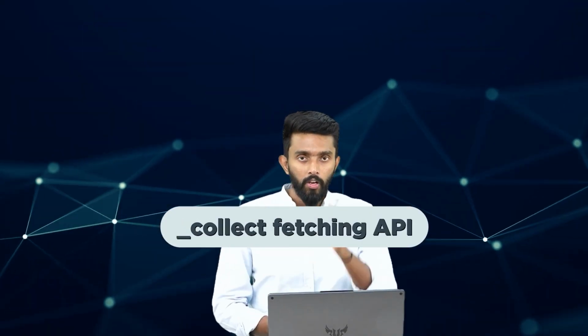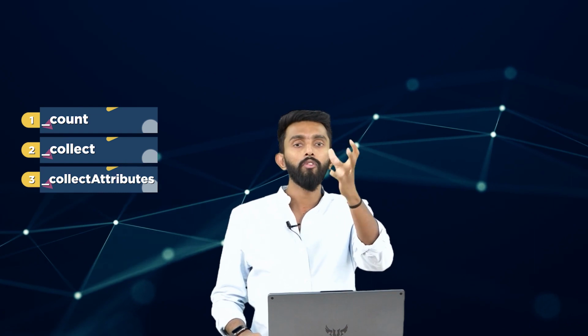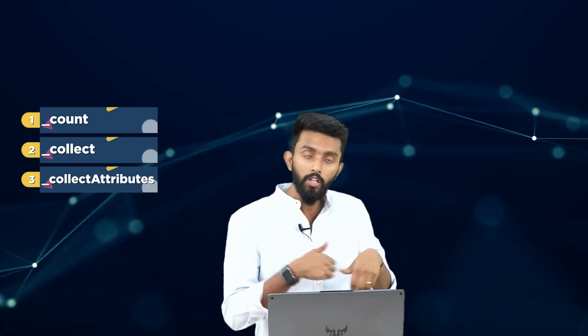Now let me show you the other 2 APIs, which are collect and collect attributes. Now let's begin with the collect fetching API. Please try to understand, what if, forget about count, I want to collect or fetch all this text, every name I want to take and store it somewhere. Let us assume I want to store it in an array of names, which I will later use. How can we do this?